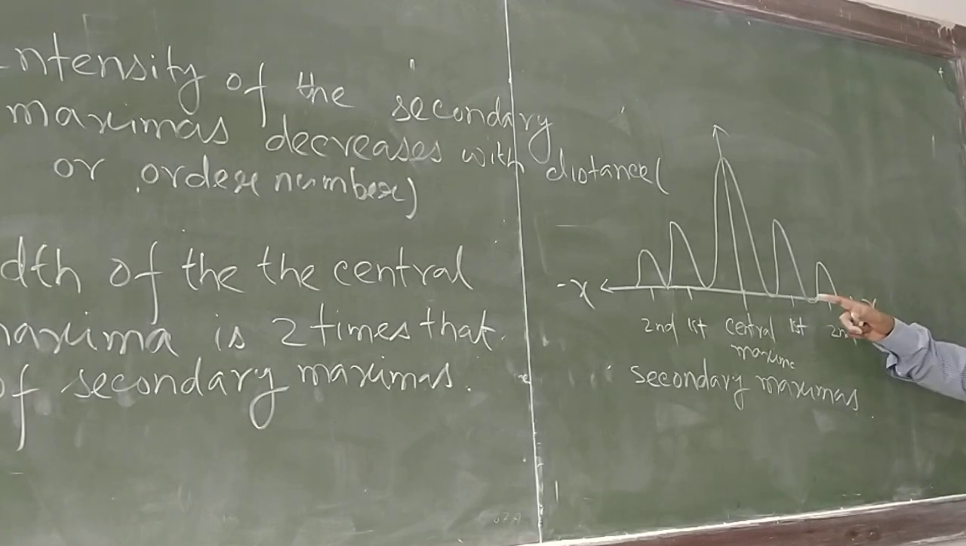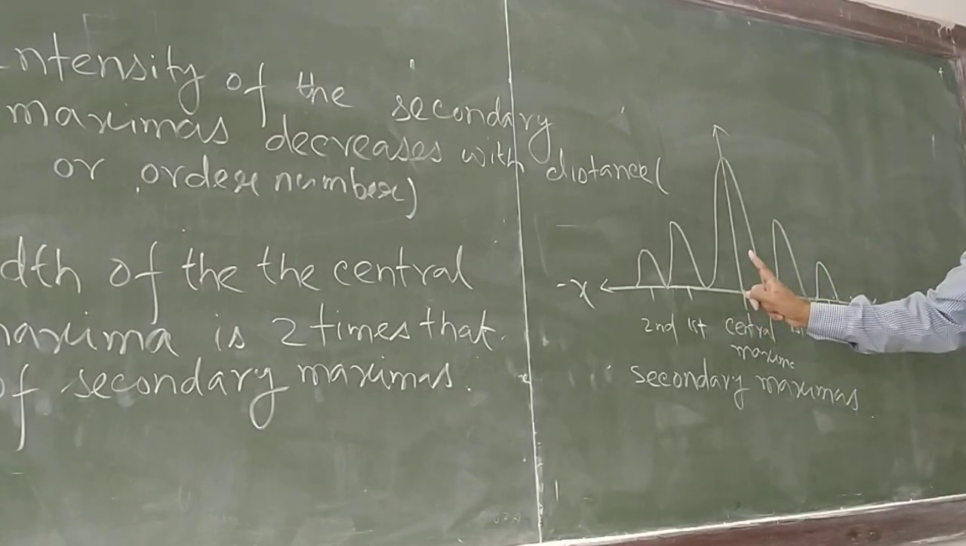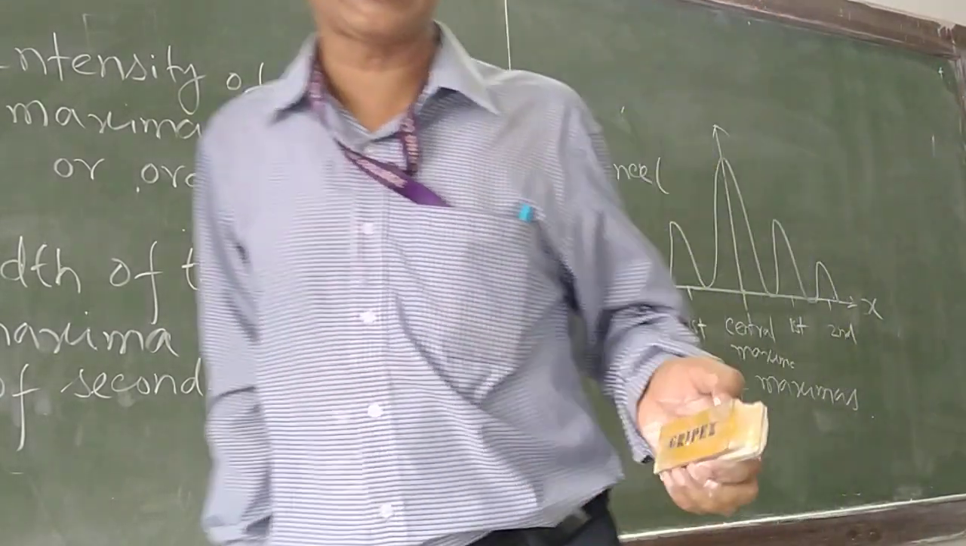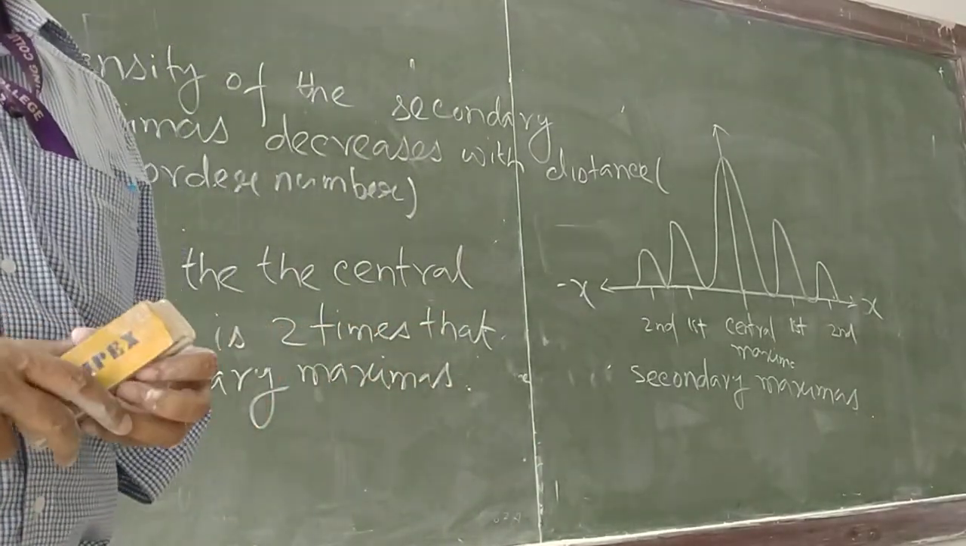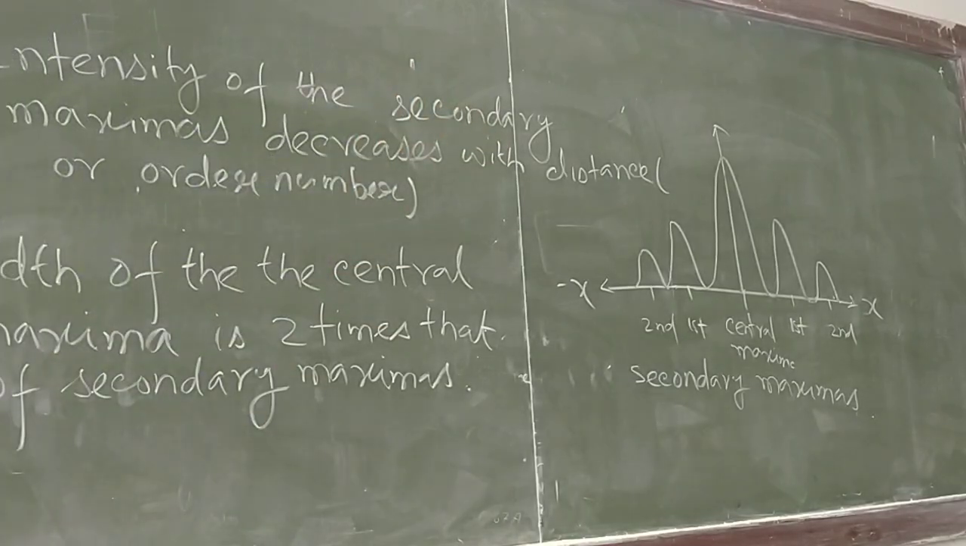Now, as I have told you, the secondary maxima are all the same width. Understand? The width remains constant. I'm asking, the width of this is 2 times more than this. This width is the same. The width will not decrease. The central maxima is 2 times more than all secondary maxima. All secondary maxima are the same. The widths are not changing with distance or order number. It remains the same. So this thing we will observe on the screen.